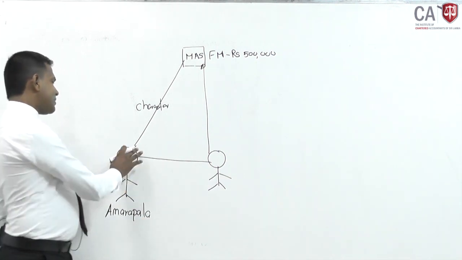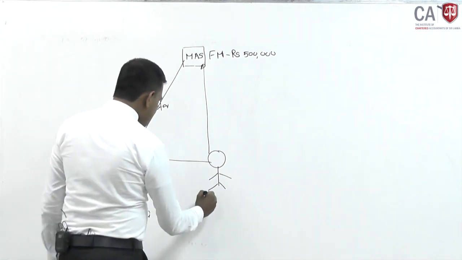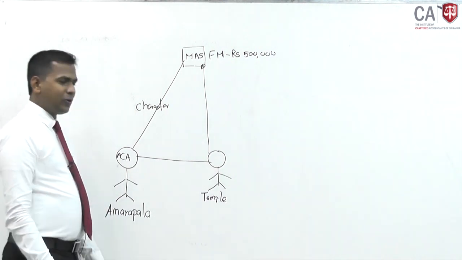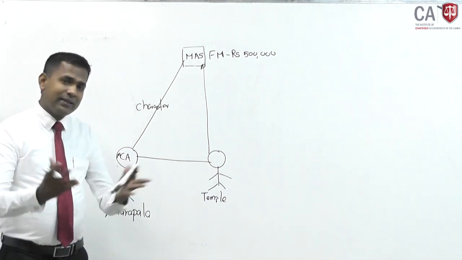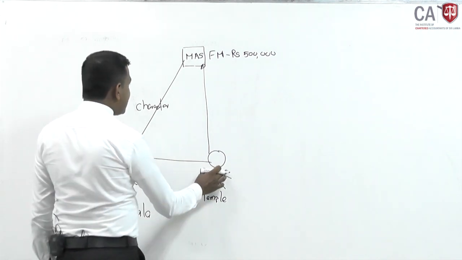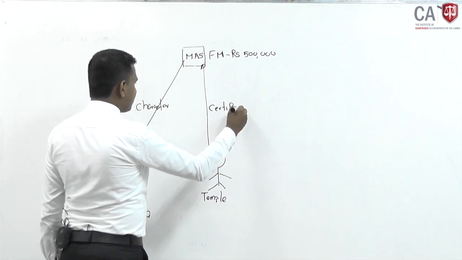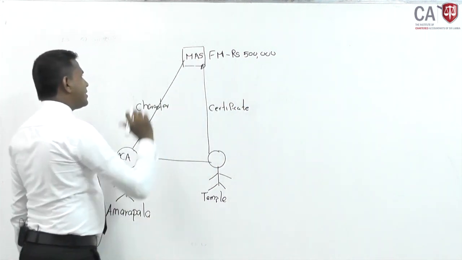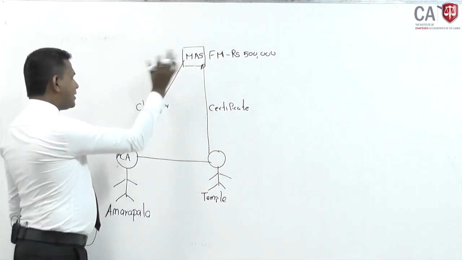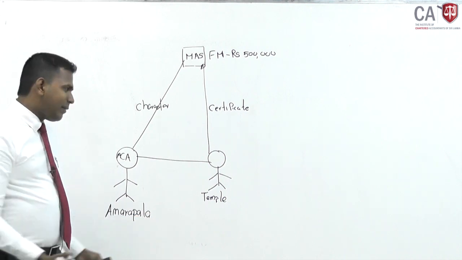So what Amarapala does, Amarapala goes to the temple, church, mosque, or wherever the religious place or the school. So let's say Amarapala goes to the temple, and Amarapala goes and tells the monk of the temple, give me a character certificate. So the temple monk is giving a character certificate to the mass holdings, stating that Amarapala's character is good or bad. Right? So what happened now?